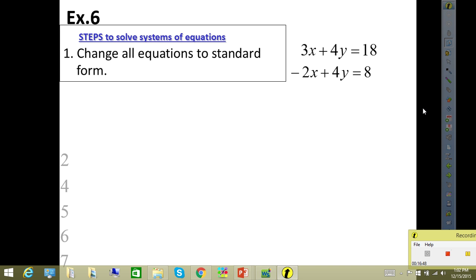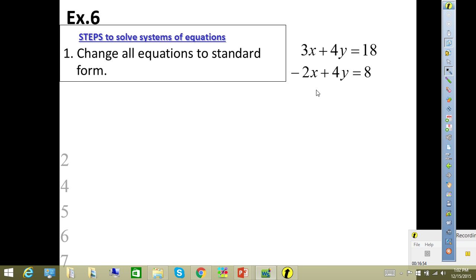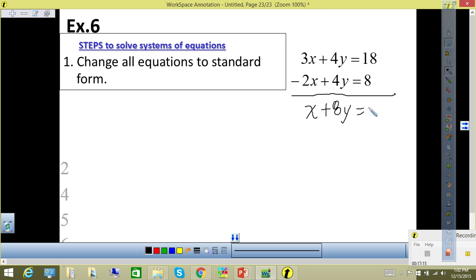So according to our steps, step 1 says change into standard form. And what do you notice? They're already in standard form. Step 2 says eliminate one of the variables. So I stacked them. I'm going to eliminate one of the variables. So let's see. This becomes x. Wait a minute. This becomes 8y. This becomes 26. None of them eliminate.